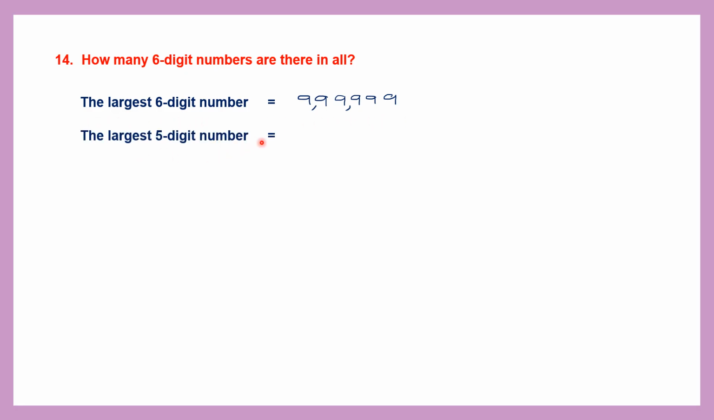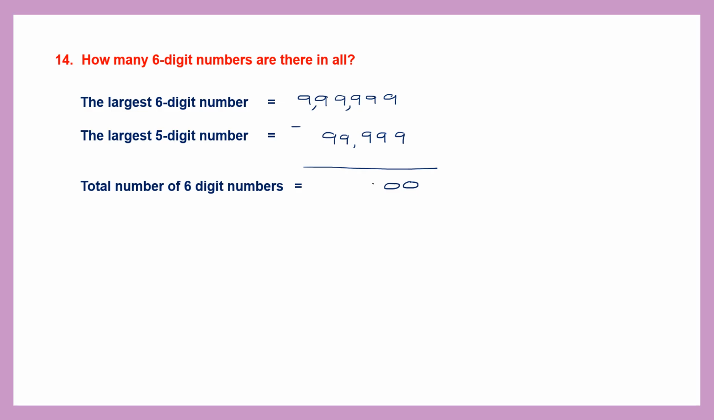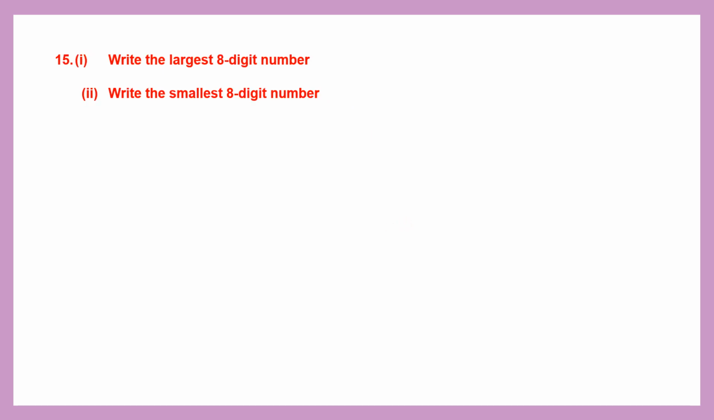Then we should write the largest 5-digit number. The largest 5-digit number will have 5 nines. 99,999. So what did we do? We wrote the largest 6-digit number and the largest 5-digit number. Now to find how many 6-digit numbers there are, we just subtract these two. So when we subtract, what do we get? 0, 0, 0, and again 0, 0, and 9. That means the total number of 6-digit numbers is 9 lakh. There are 9 lakh 6-digit numbers.